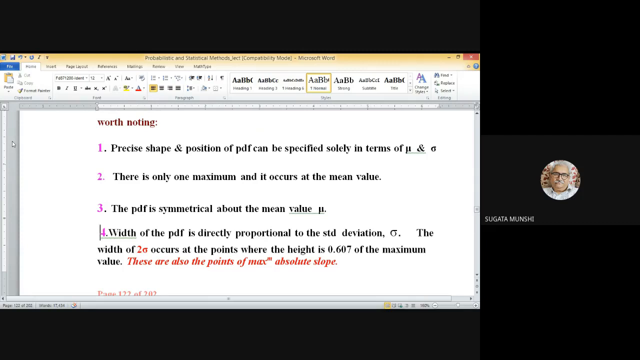The width of the probability density function is directly proportional to the standard deviation sigma. The width of 2 sigma refers to the span extending from mu minus sigma to mu plus sigma. This width occurs at the points where the height is 0.607 of the maximum value. These points are also the points of maximum absolute slope.